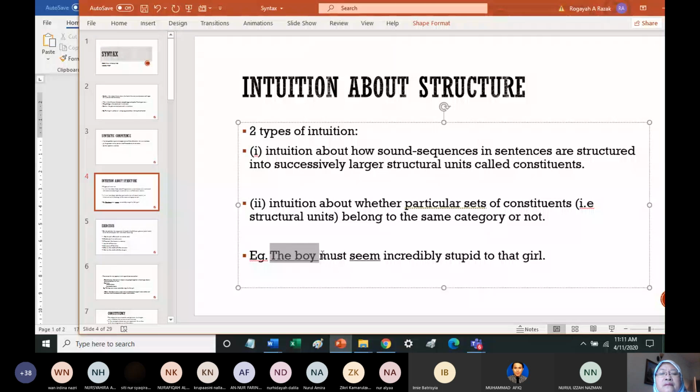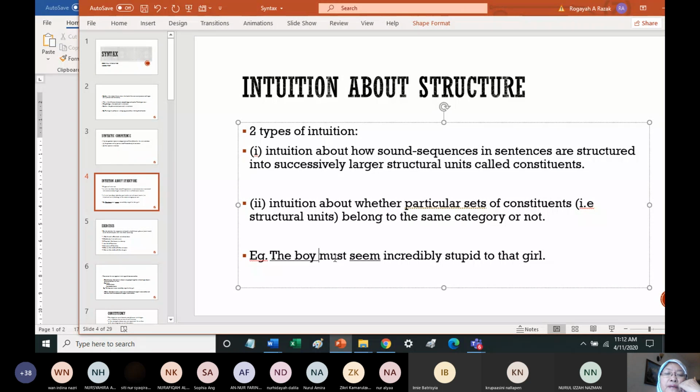Therefore, must is not a part of the boy. Must is more a part of seem. How do we know? We sort of say the boy. Does it go together? The boy. Sounds like it goes together, right? So rightly we say the boy is one unit.